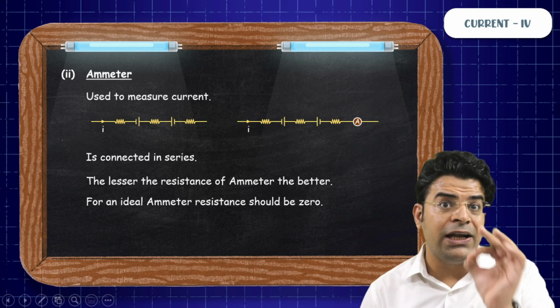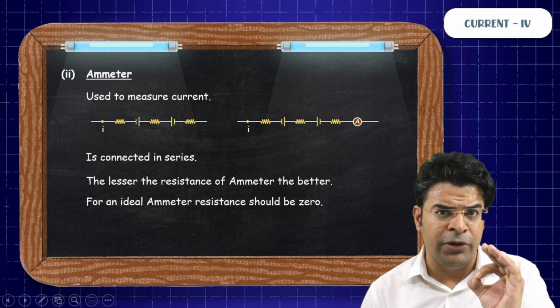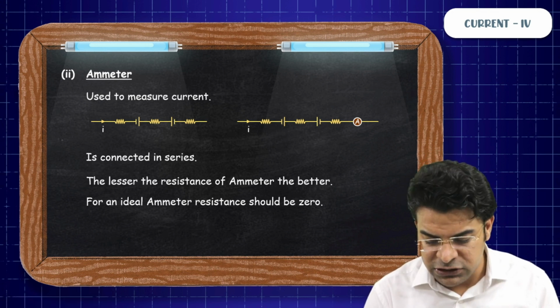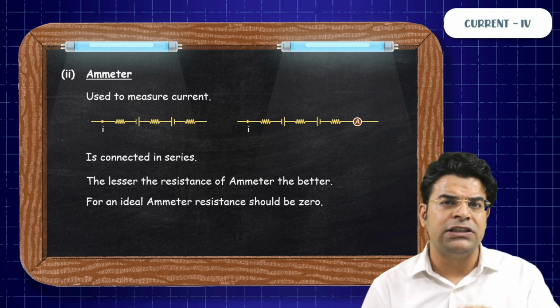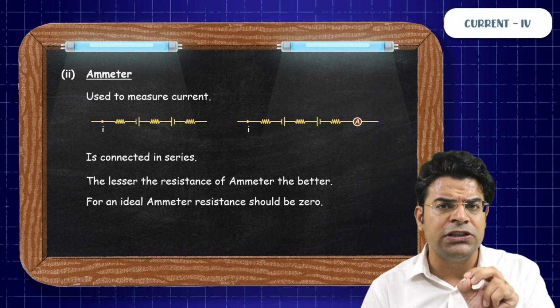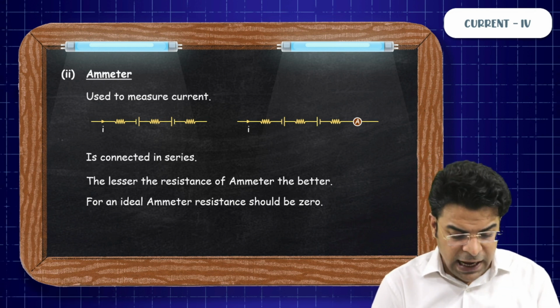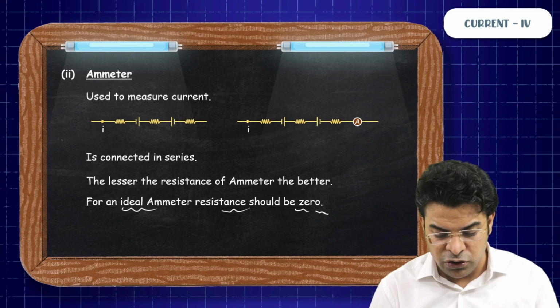If this is an ideal ammeter, the best ammeter which gives the best reading, for such an ammeter, the resistance should be very less and the minimum resistance you can have is 0. So for an ideal ammeter, the resistance should be 0.